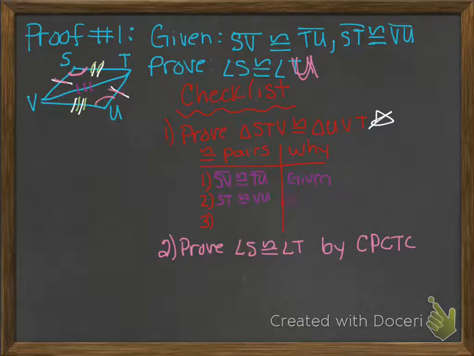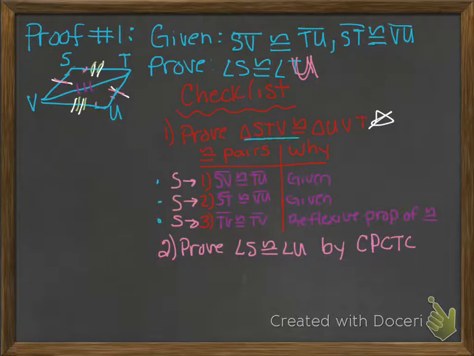So we have SV is congruent to TU, and that's given to us, of course. ST is congruent to VU, and that's given, of course. And then we have our third side, VT, which is congruent to itself, and we use that because it's in both triangles. Now we don't have these angles yet, so let's erase those really quick. Once we have said all this, it's pretty obvious that we have side, side, side. So we're going to prove that triangle STV is congruent to triangle UVT by our side side side theorem.